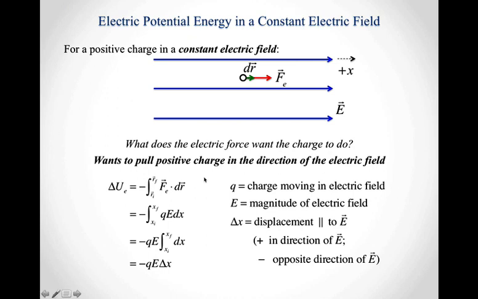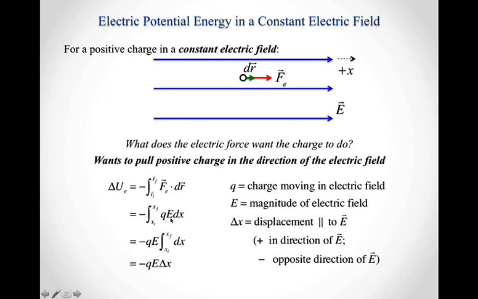For starters, because the electric force and my infinitesimal little displacements as I move in the direction of the electric field point in the same direction, that means this is going to be a positive quantity. I can get rid of the dot product there. I can also plug in QE for the magnitude of the electric force. This is just saying the electric force acting on my charge is going to be equal to the amount of that charge times the strength of the electric field.